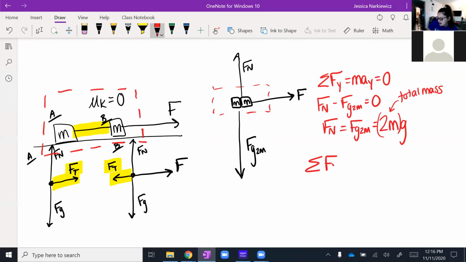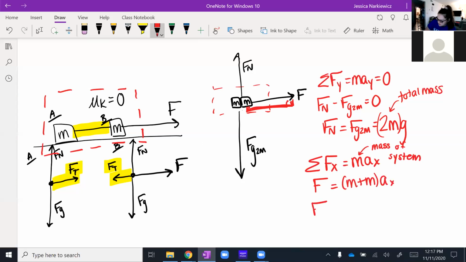Then in the x direction, the only force that really is going to affect the acceleration of the system is that applied force F. So those tension forces are actually not going to affect the acceleration of the system. Only that applied force is. So that applied force ends up equaling, now remember, this mass is the mass of the system. And since we've defined our system as both boxes, our mass is going to be m plus m, which is really just 2m. So we could use this to figure out accelerations or things like this.